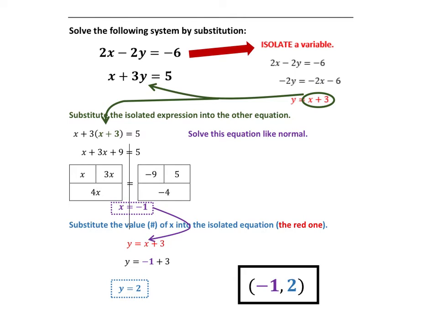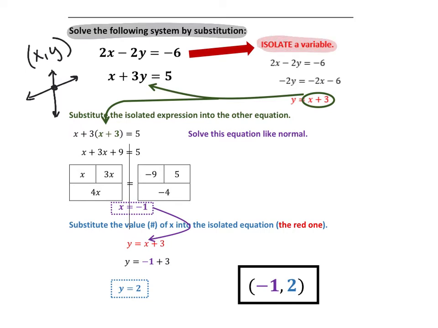So if we are asked to solve a system by substitution, remember that solving a system means that we're looking for the x comma y that makes both equations true, or we're looking for where the two equations meet on a graph, their point of intersection. But if we're not going to graph this, we're going to solve them by substitution. The first step would be to isolate a variable. Isolate means to make by itself.